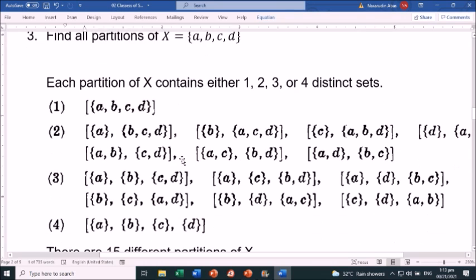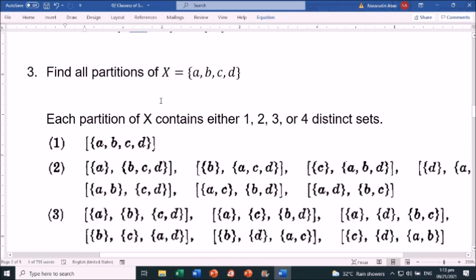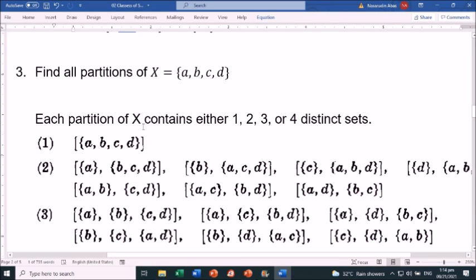Example number 3, find all partitions of X, wherein X equals the set containing the elements A, B, C, and D. Each partition of X contains either 1, 2, 3, or 4 distinct sets. For the number 1 here, this is the one distinct set.